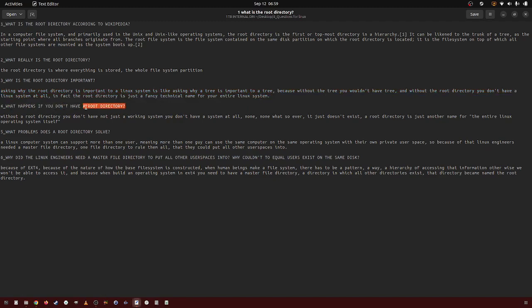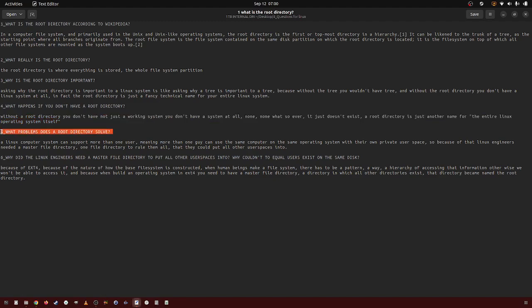What happens if you don't have a root directory? Without a root directory, you don't have not just a working system, you don't have a system at all. None whatsoever. It just doesn't exist. A root directory is just another name for the entire Linux operating system itself.